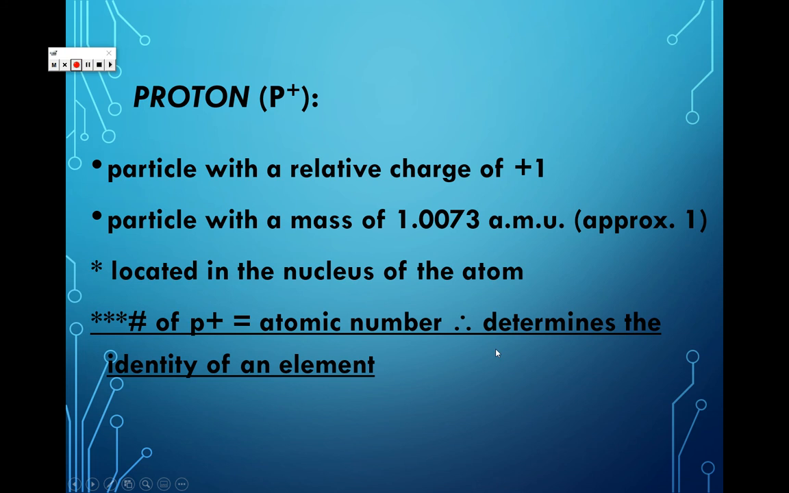So the periodic table, like I said, we use is ordered by atomic number. So the number of protons then is the atomic number, which determines the identity of an element. So if you change the number of protons, which you can only do by fusing atoms together or breaking them apart, or fission, which is nuclear changes, then you can make a new element.